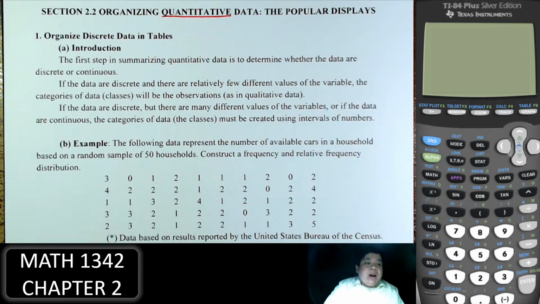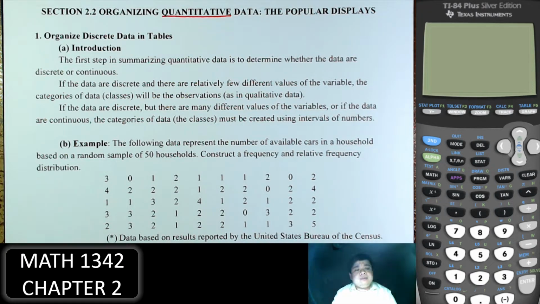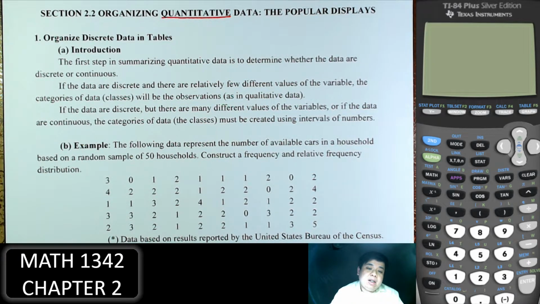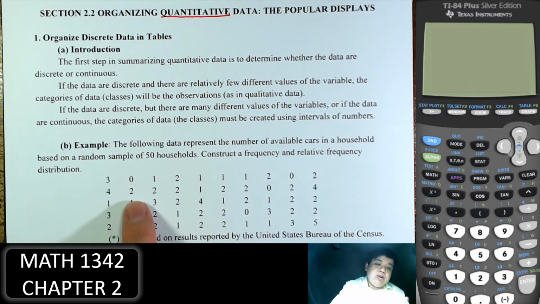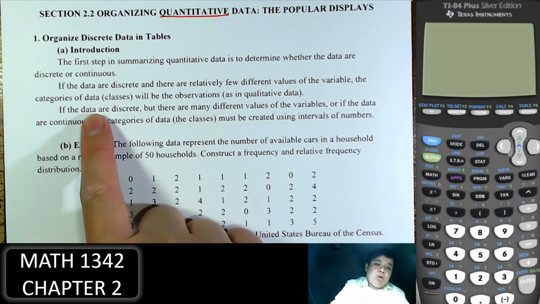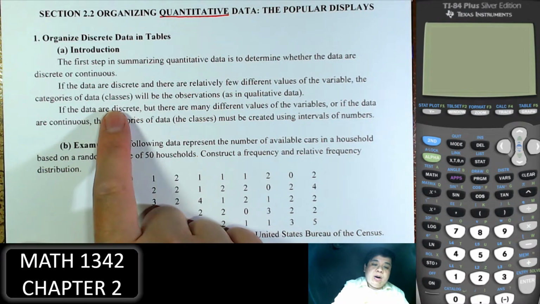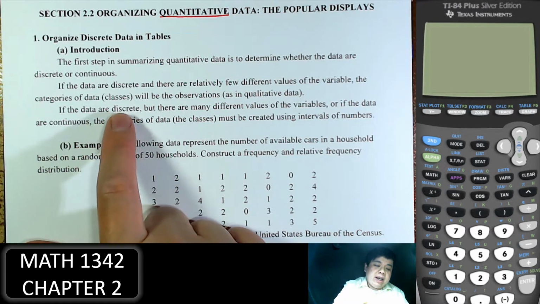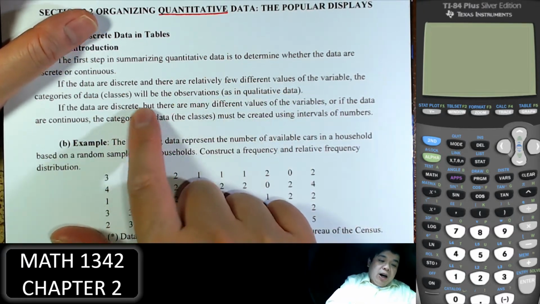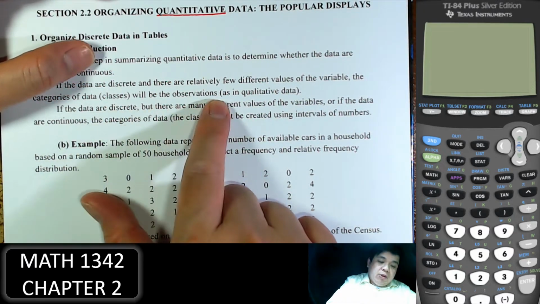Right, organizing discrete data in a table. Discrete is the type with a countable or finite amount. So here's the first example. The first step in summarizing is to determine whether the data are discrete or continuous. If it is discrete, we can put them in categories. If they're small enough, we put them in classes. If there are few values, we can use the observations for each class.